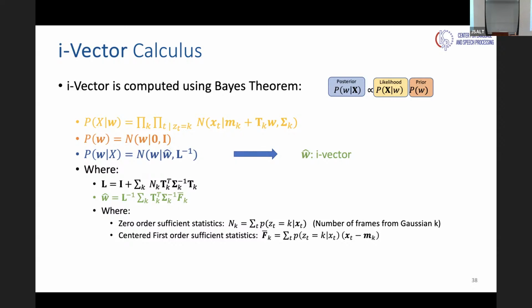Basically, it is the sum of all the features that were assigned to Gaussian K, but centered on the mean of the UBM. So basically, you take the acoustic feature, you subtract the mean of the Gaussian that it has been assigned to, and then you sum all the centered features that were assigned to Gaussian K. And those are basically what we call the sufficient statistics. So with N_k and F_k, you can calculate the I vector.